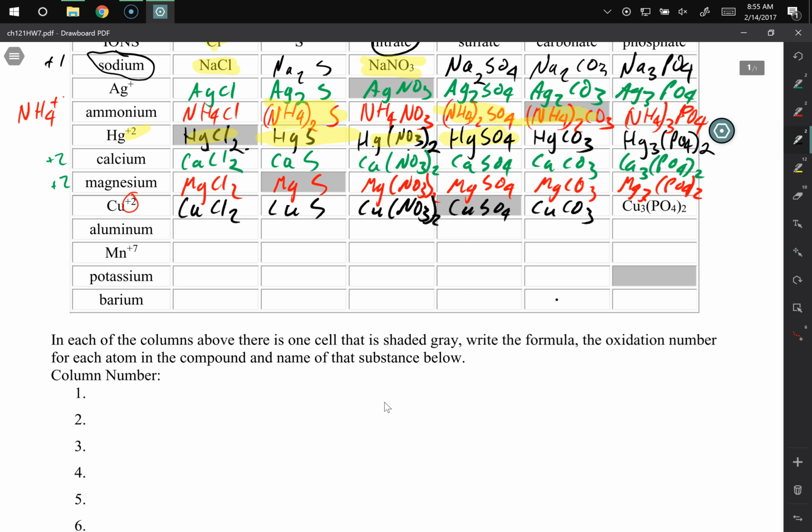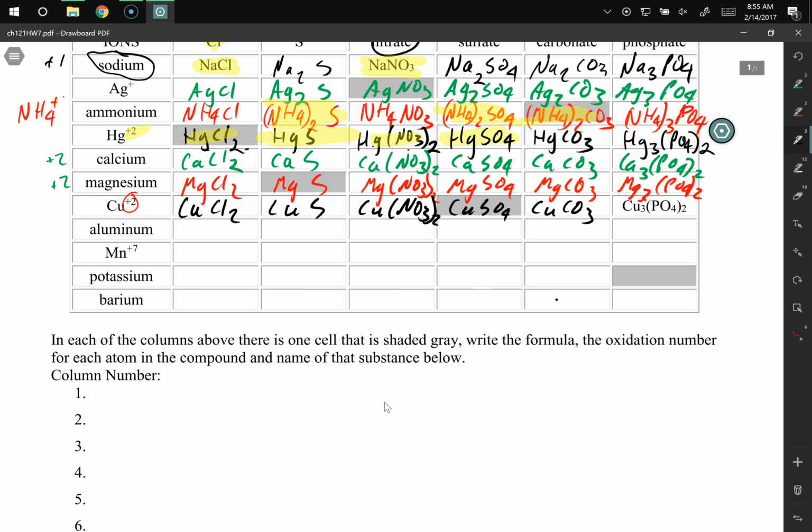What about the names in this row? I need to say copper 2. I didn't need to say calcium 2 or magnesium 2 because those aren't transition metals and they don't have variable oxidation states. But the first one is going to be copper 2 chloride, copper 2 sulfide, copper 2 nitrate, copper 2 sulfate, copper 2 carbonate, and copper 2 phosphate.